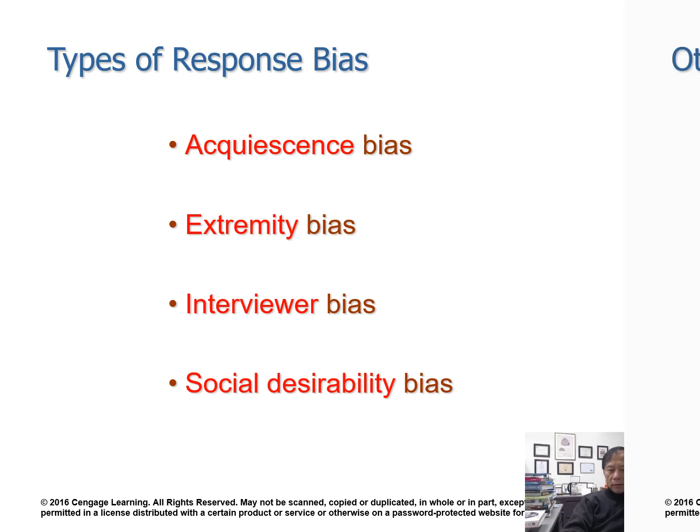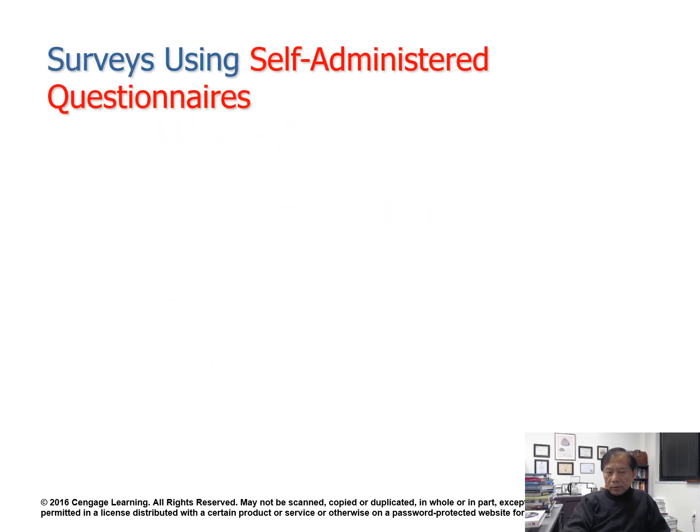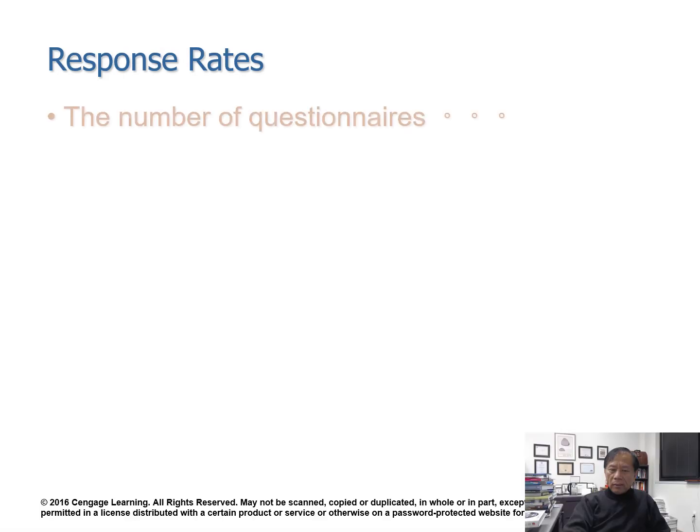Okay? And then there are different interview types: mall intercepts, door-to-door interviews, callbacks, CATI. What does CATI stand for? Computer aided... self-administered questionnaire, the most often used. It is probably what you're going to use. Well, actually, it is going to be what you're going to use. Okay, we'll show you what that is.